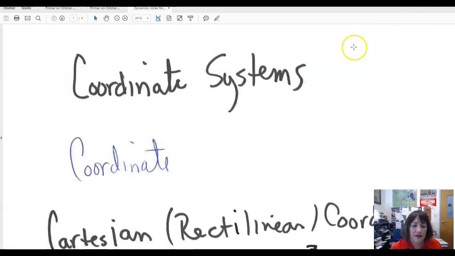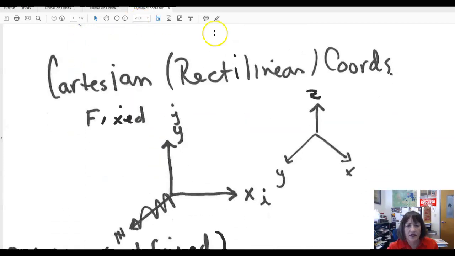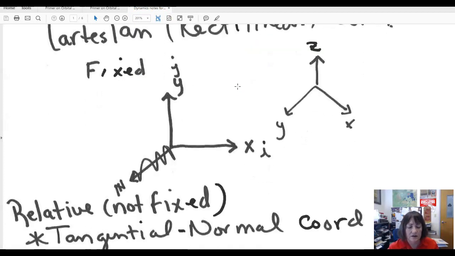So let's get started. Section 11.5 talks a little bit about two additional coordinate systems. Now, the coordinate system that we've talked about so far is called a Cartesian coordinate system, or we refer to it as a rectilinear system. It's fixed in space, meaning that the x direction is always in one location, the way I have it drawn, horizontally. The y direction is always in one direction, this time vertically, and if we have a z direction, it would come out of the board.